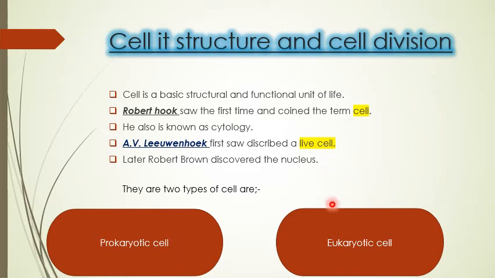Eukaryotic cells are in multicellular organisms. Multicellular means they have more than one cell, and the division of lots of cells makes a tissue. Mostly prokaryotic cells are studied in plants, while eukaryotic cells are studied in human beings and other animals.